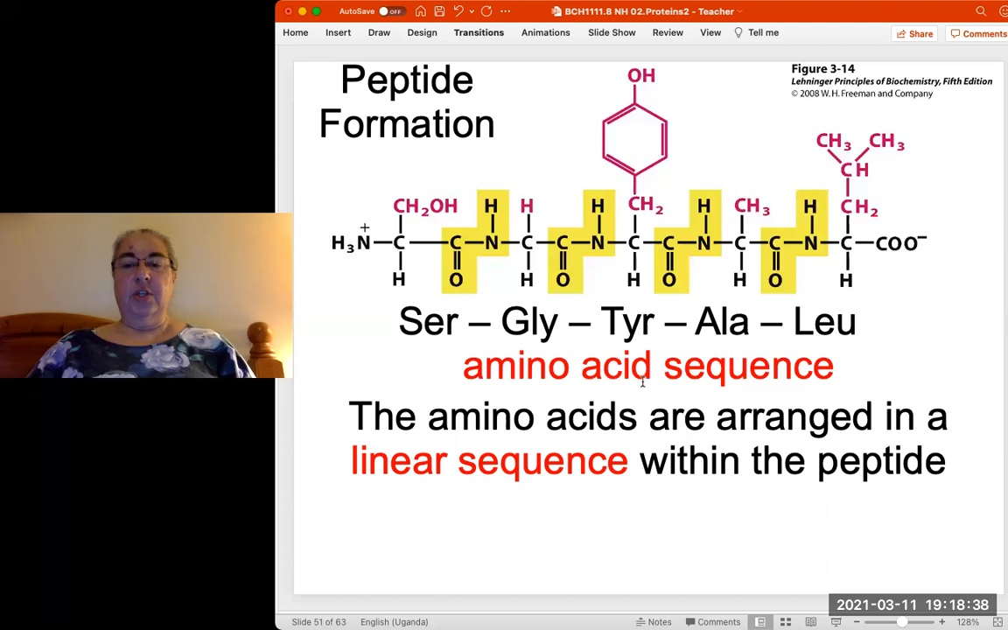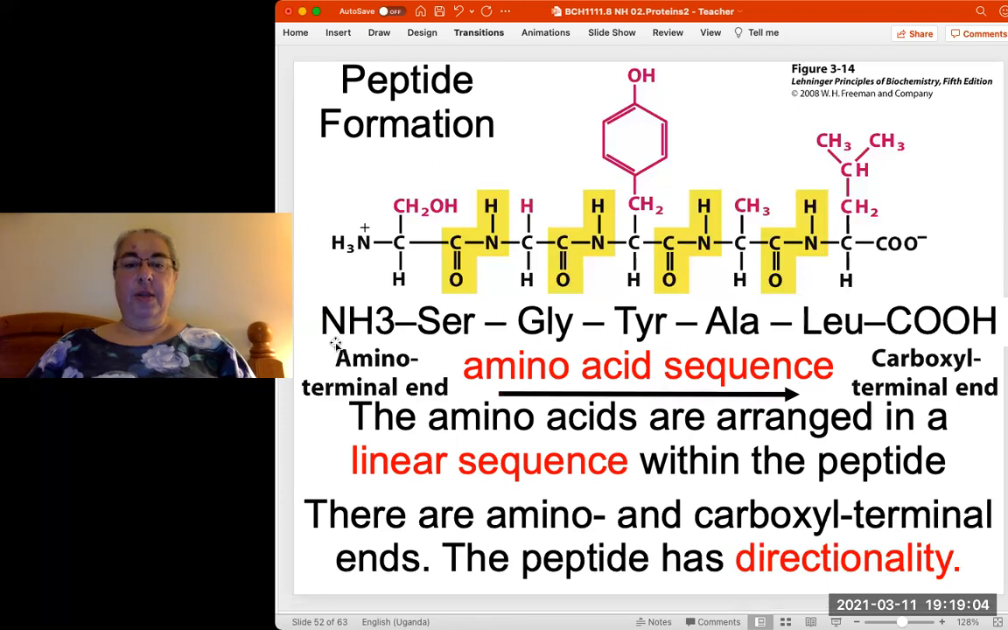And this is what's known as an amino acid sequence. There is a linear sequence of amino acids within the peptide. Okay? A linear sequence, a line of amino acids. And we know which direction to read it in because the two ends are different. At this end, there is an amino group. So this is the amino terminal end. And at this end is a carboxyl group. So this is the carboxy terminal end.